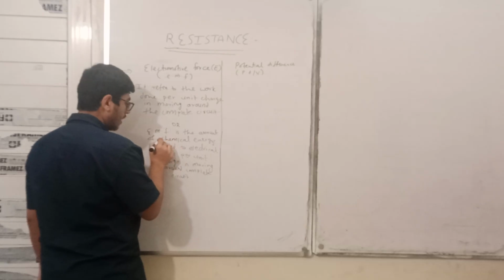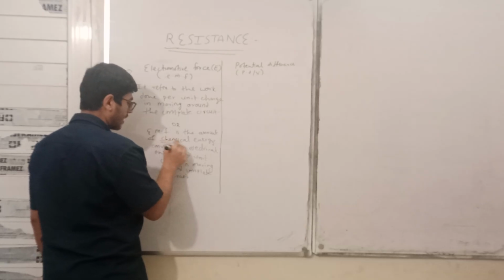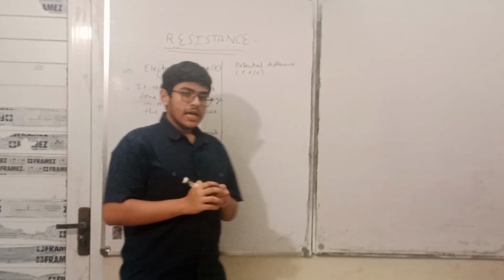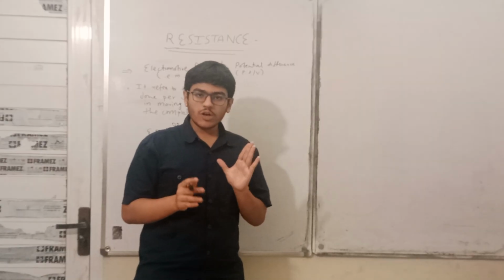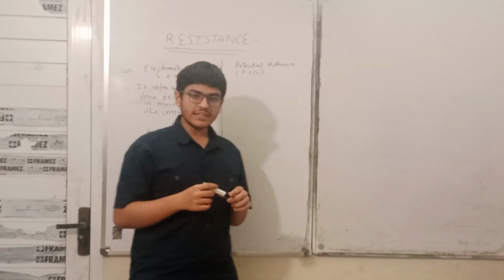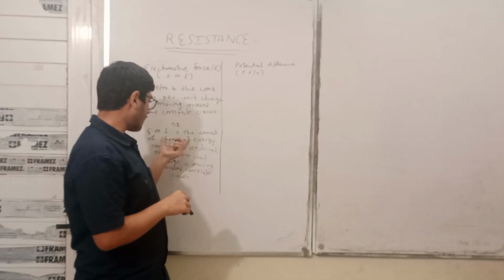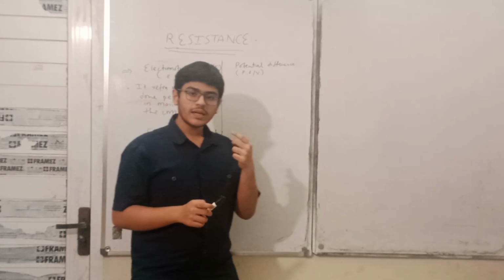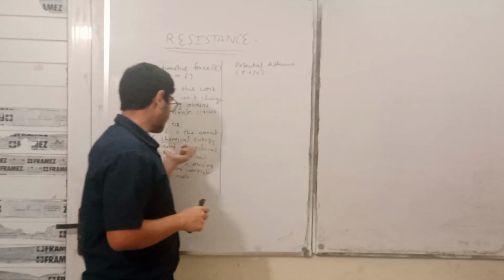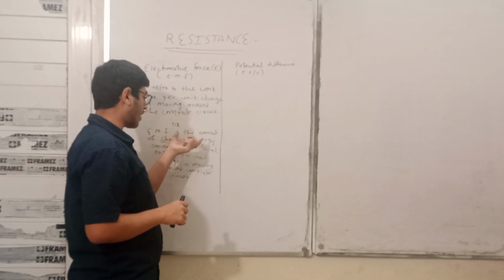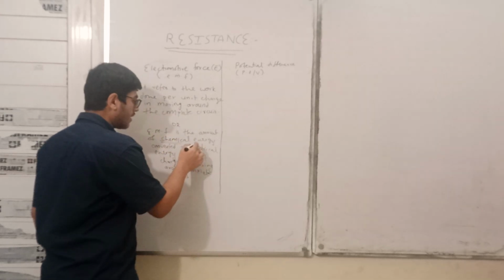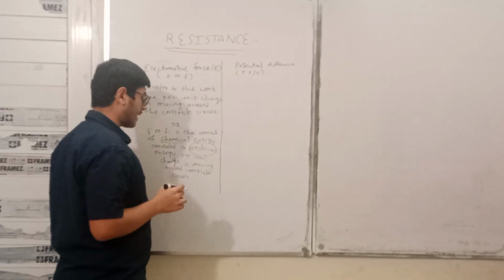Now the question is, where from does this chemical energy come from? If you have studied the topic of work energy power in Newtonian mechanics, you must have studied that a battery has a store of chemical energy. Battery stores energy in the form of chemical energy, and it is then converted into electrical energy.